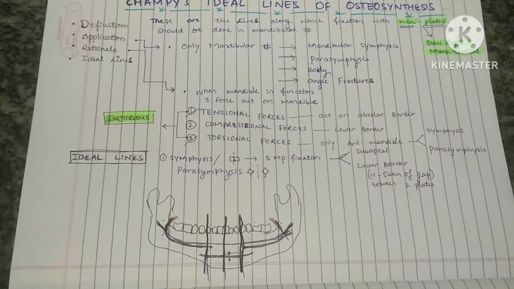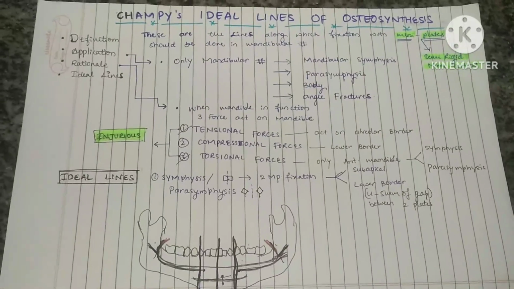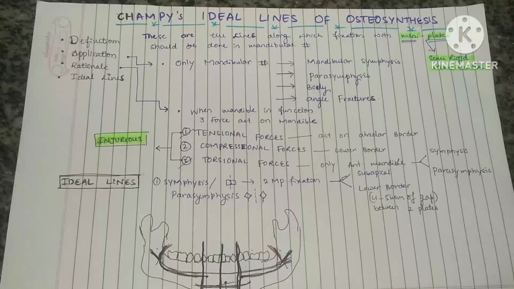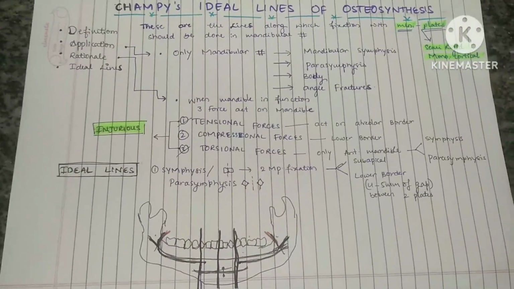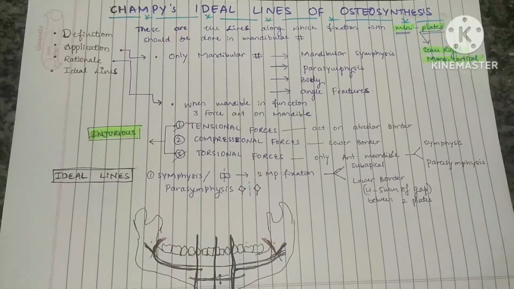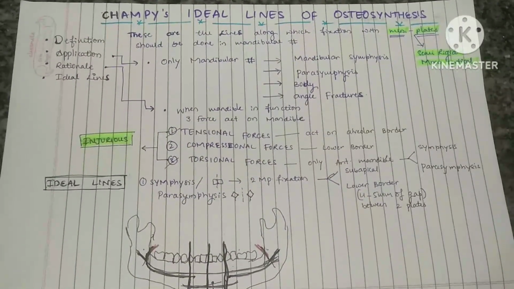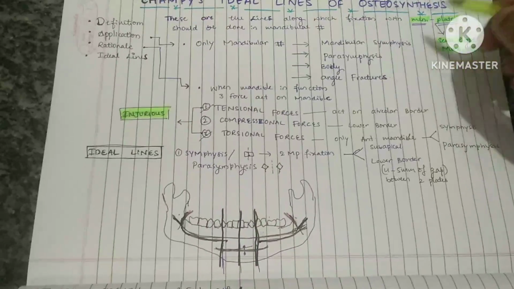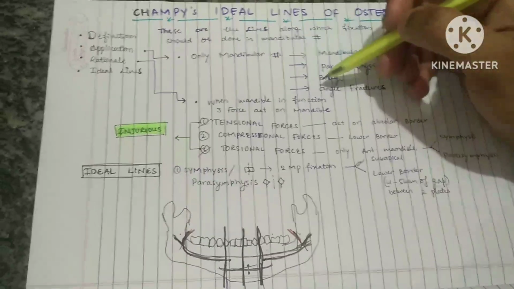And fractures occurring in the body and the angle of the mandible. We must note here that we are not going to put any mini plates for fractures occurring in the ramus of the mandible, or even the condyle or coronoid process. We are going to follow something called Champy's protocol there. But here we apply mini plates only in these four fracture cases.